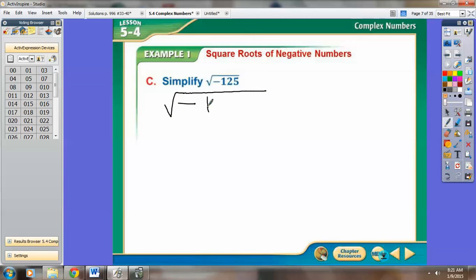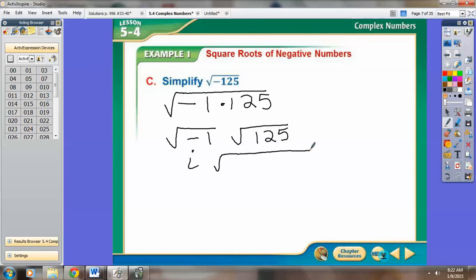We have negative 1 times 125. Using the product property, we can break it apart and give each number its own square root. The square root of negative 1 is really i. 125, can that be broken down? What number goes into 125 that's a perfect square? 25 and 5.